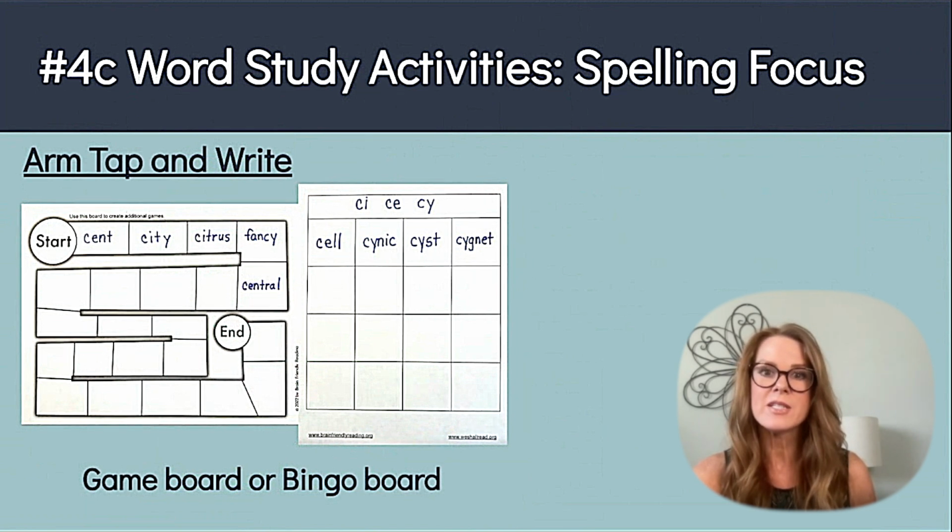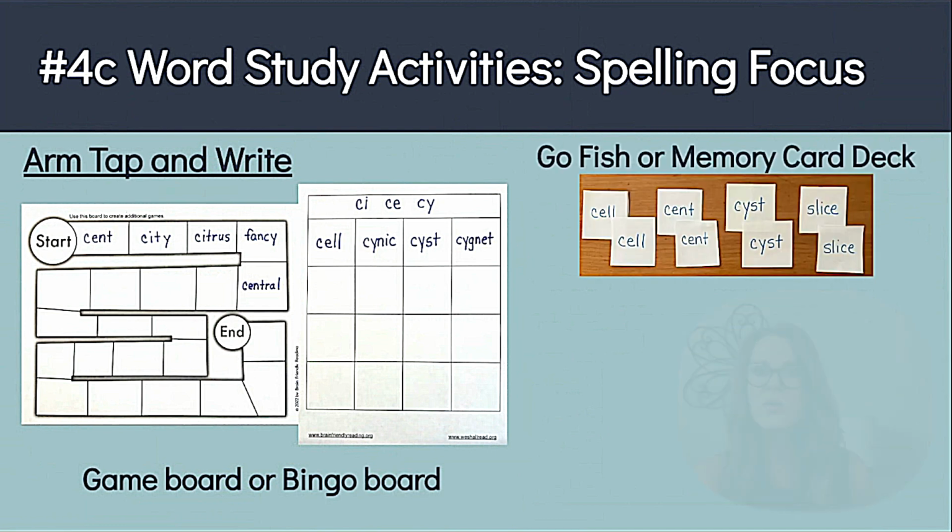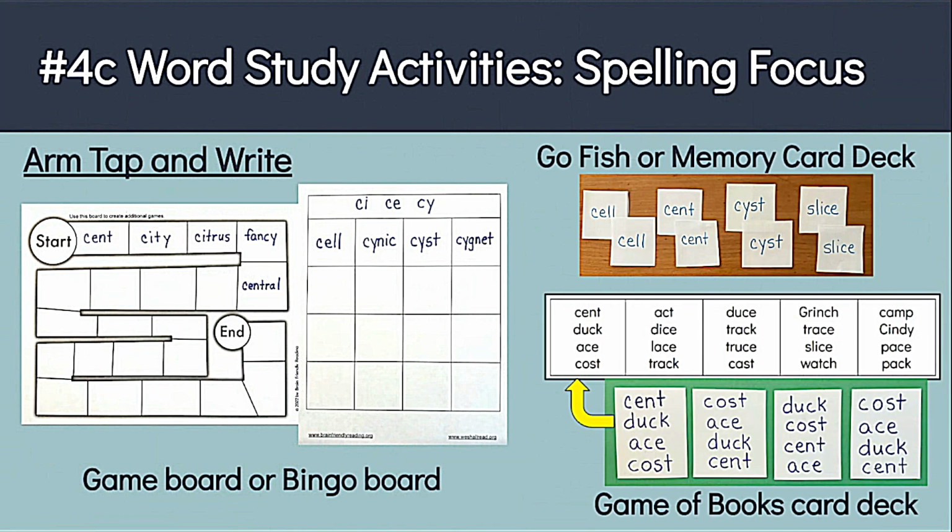If your children need to practice spelling words with these patterns, these activities give students a fun purpose for writing. They can arm tap and write words onto a game board or bingo board, and then play the game when it is complete. You can also dictate words for children to make their own Go Fish cards or memory card deck. And on the lesson page, there are these boxes of 4 words, which can be used to make a game of books card deck.